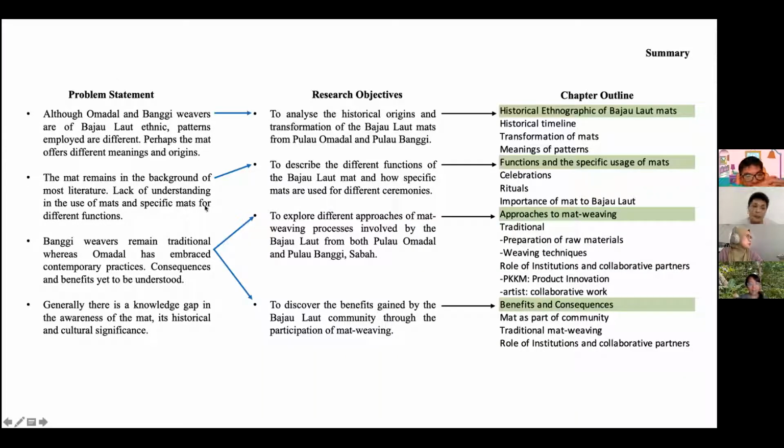So this is my breakdown of my problem statement. My problem statement then leads to my research objectives, and my research question is based on my research objectives. And from my research objectives, I get my chapter outline.